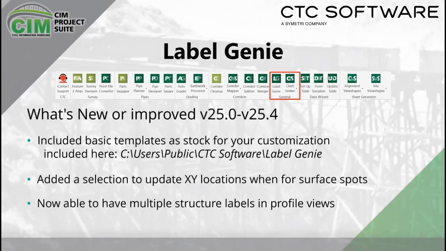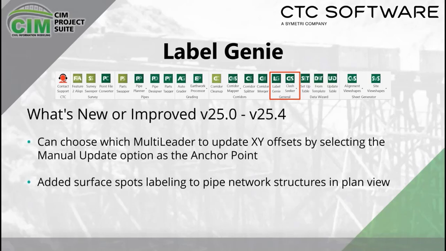So some of the things that are new from version 25.0 till the current 25.4: we've included some basic templates as a stock for you to use as a jumping off point, and they're located at that path, C, Users, Public, CTC Software, Label Genie. We've added a selection to better update our XY locations for surface spots, when used for surface spots, that should say. And we're now able to have multiple structure labels in our profile views as well. We will get to all of those and show how those look. And we can choose multi-leaders to update XY offsets by selecting the new manual update option as the anchor point. And then we also added surface spot labeling to pipe network structures in plan view.